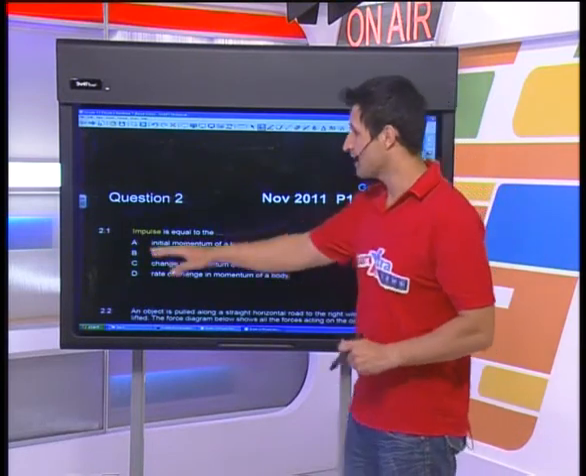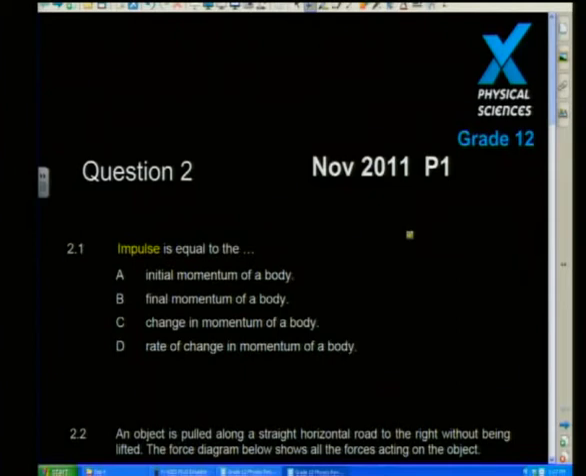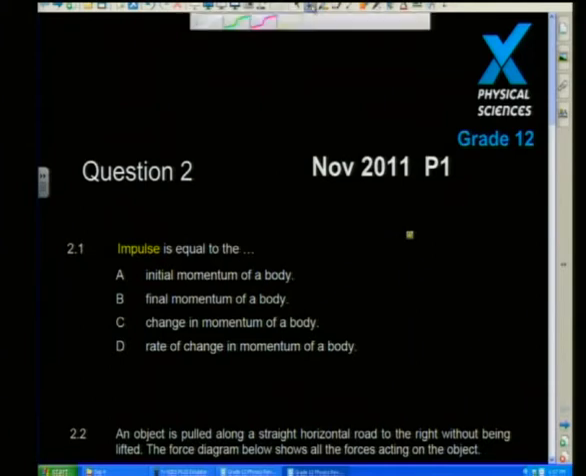So let's do this. Impulse is equal to the. Well, I remember that impulse was kind of something to do with momentum. And if you remember that impulse is the change in momentum, that gives me a starting point for taking a look through this. Okay, well, let's take a look. I would sit there with a pencil, and we can cross off the ones which we know are incorrect, and we can leave ourselves with ones which we think are.